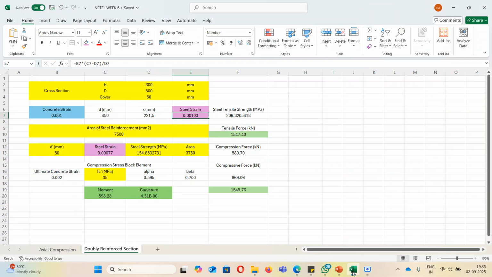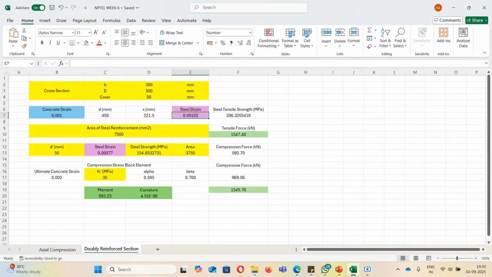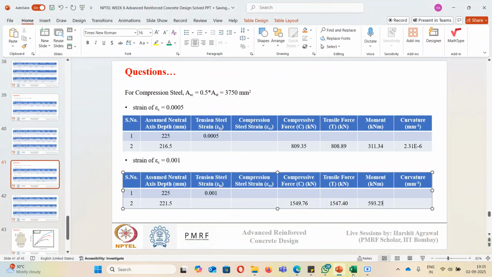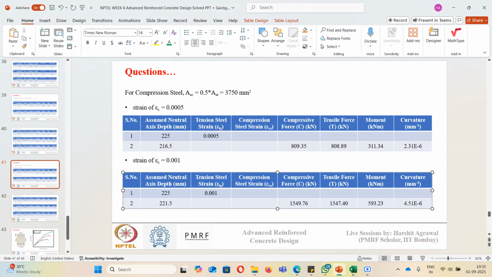The total compression force is 1549.76. Total tension force is 1547.40. The moment of resistance of this member is 593.23, and the curvature is 4.51 e minus 6.